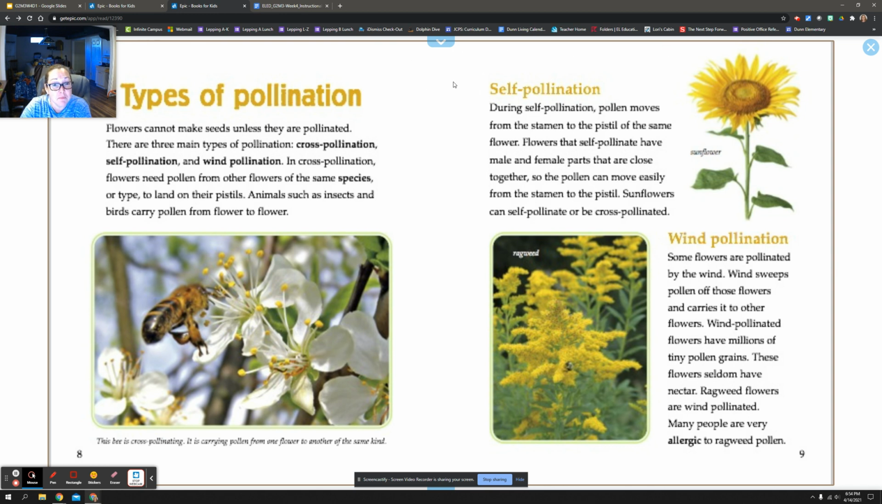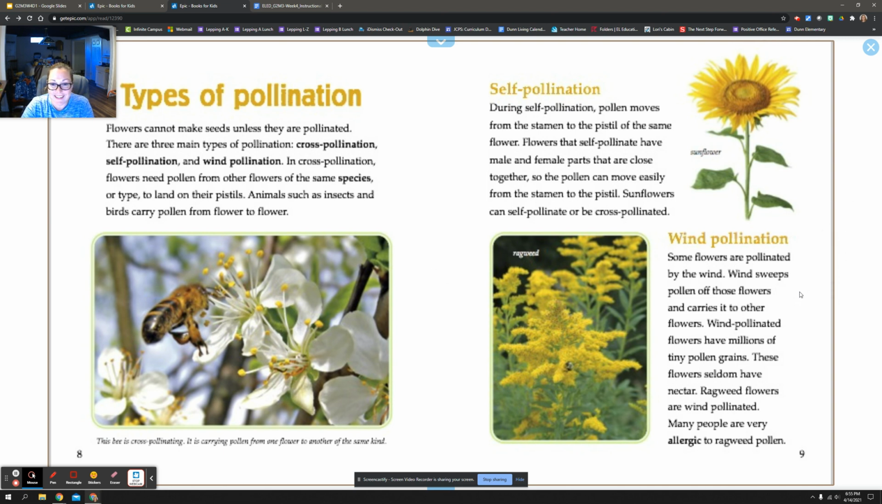Self-pollination. During self-pollination, pollen moves from the stamen to the pistil of the same flower. Oh, so it doesn't have to be transferred from one flower to another flower. It can happen all on the same flower. It says flowers that self-pollinate have male and female parts that are close together. So the pollen can move easily from the stamen to the pistil. Sunflowers can self-pollinate or be cross-pollinated. Wow, that's pretty cool then. So the sunflower just within itself can make more of itself.